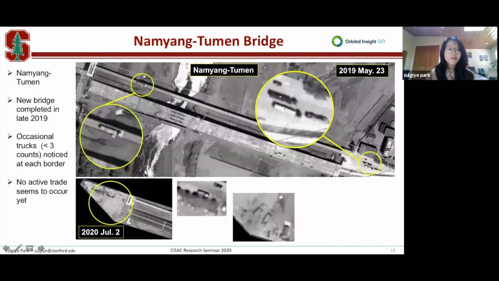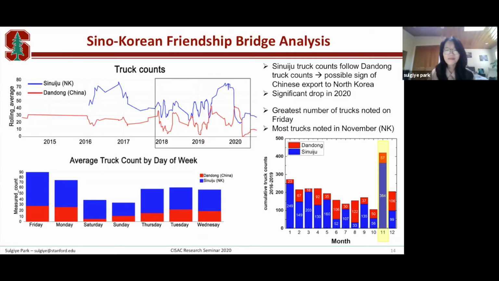Interestingly, the greatest number of truck counts are noted on Friday and during the month of November. An assumption is made that foods such as corn or maize are being transported into North Korea from China during the month of November, whereas timber is being exported from North Korea to China during this winter month.